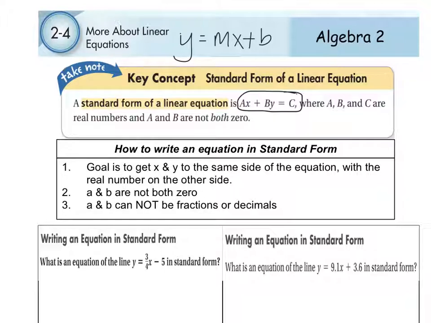So again, as we look here, the goal is to get x and y to the same side of the equation with the real number on the other side. Whether it be right or left, we want the real number all by itself, and we want x and y to be on the side together. Again, a and b cannot both be 0, and a and b cannot be fractions or decimals. And I'm going to show you how to change that and get rid of that. All right, so let's dive into the first example here.